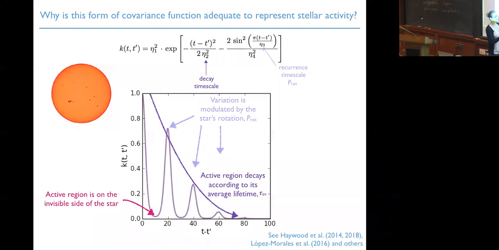the covariance goes to 0 in those times, because that's basically when the active region that you're sort of thinking about goes around the back of the star, so you can't see it. So because you can't see it, you don't know anything about it. But because we have this covariance function, we can predict to some level when it comes back and how much it will have evolved.